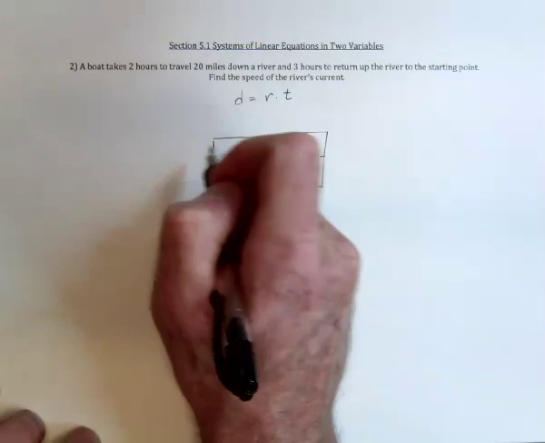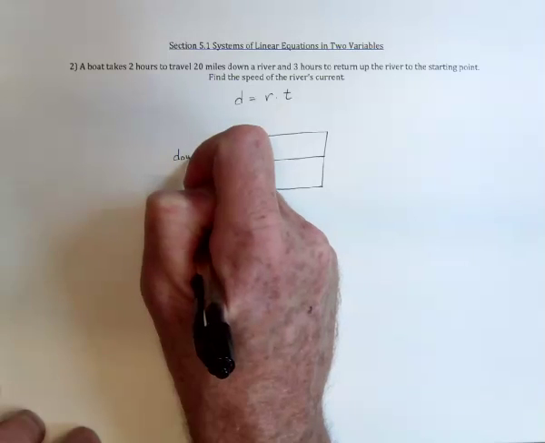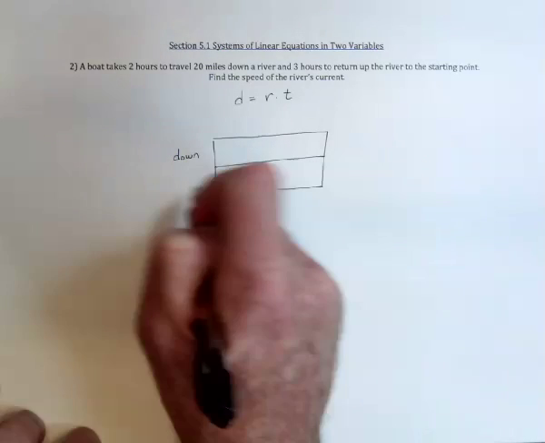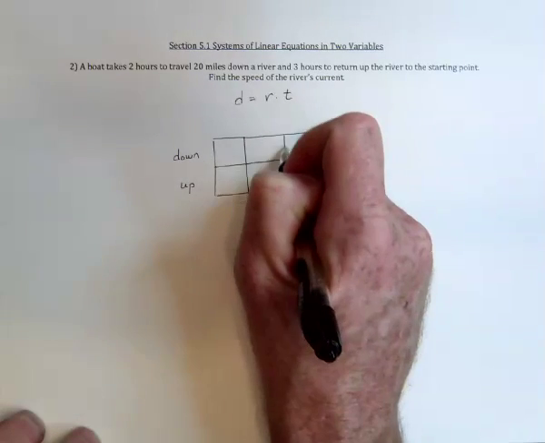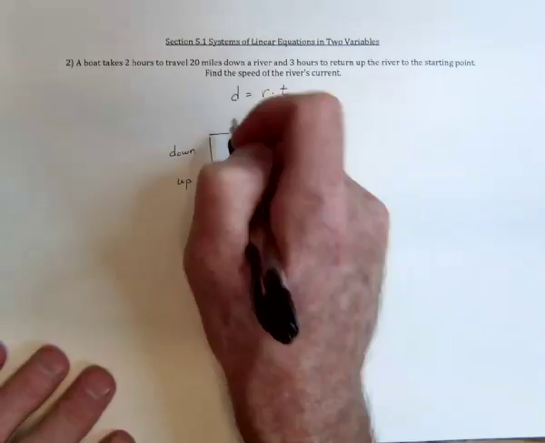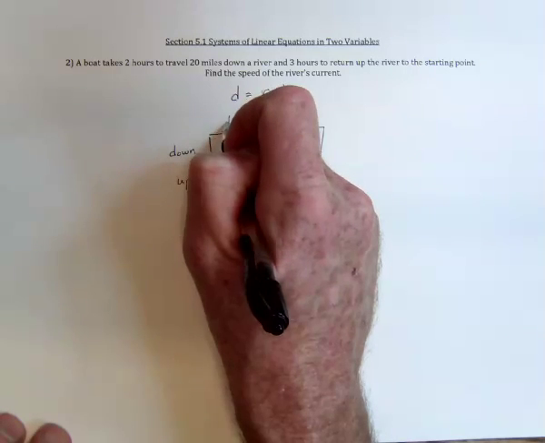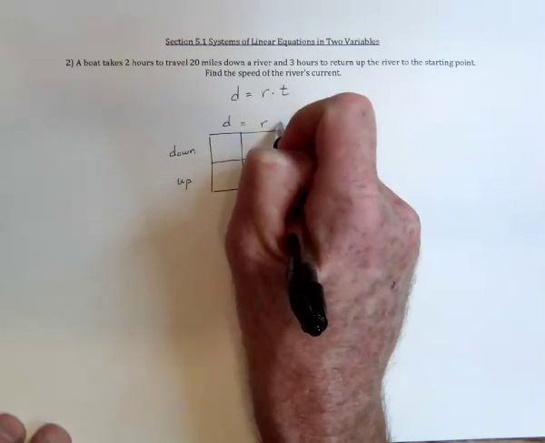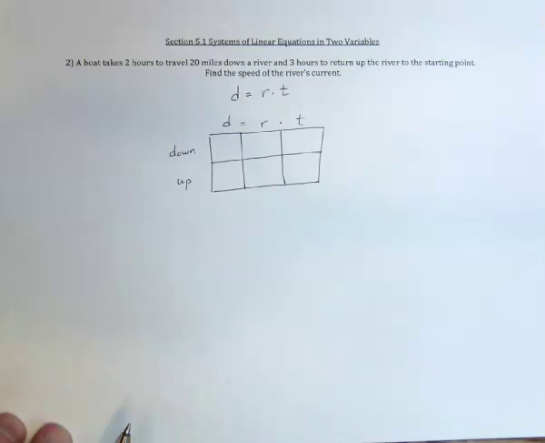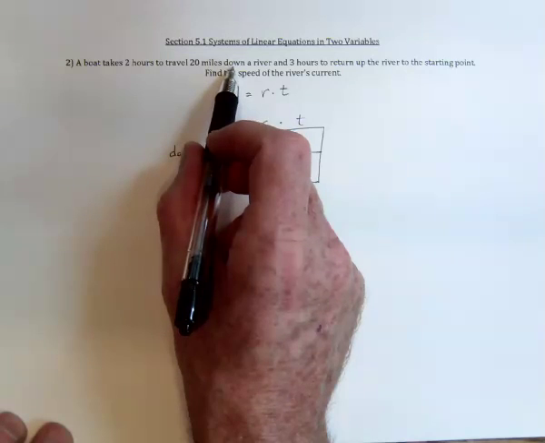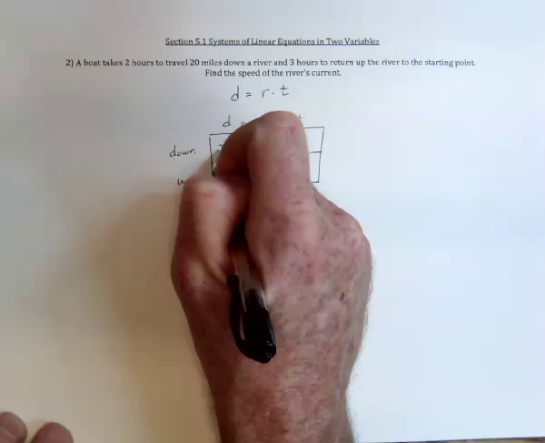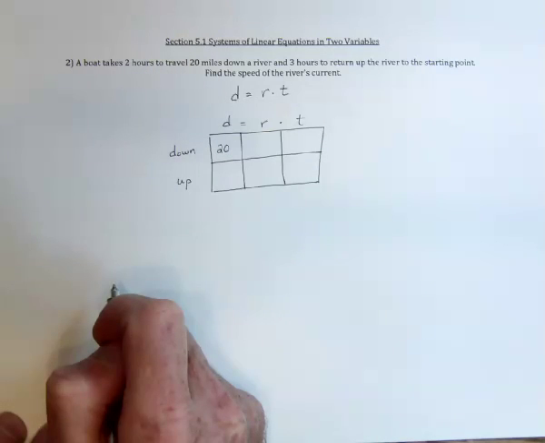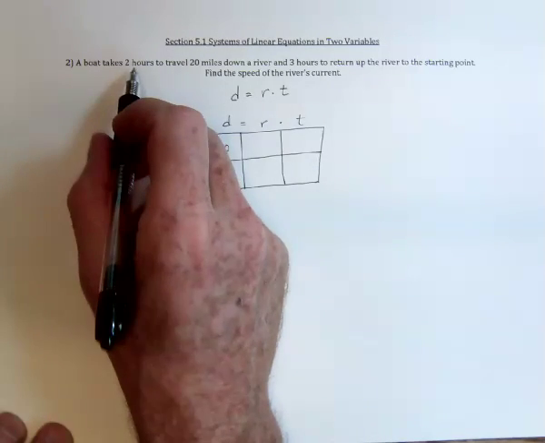This row right here is going to be for when it goes down the river, and this row right here will be for when it goes up the river. And then divide this into pieces so that we have distance equals rate times time. And to begin with, for down the river, it goes 20 miles. So for down, the distance is 20 miles. And the time is 2 hours.